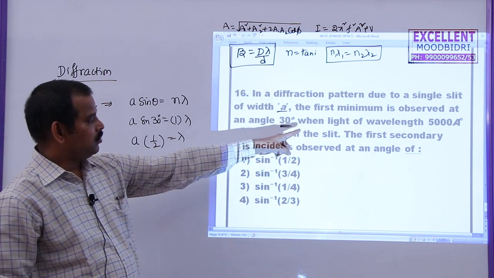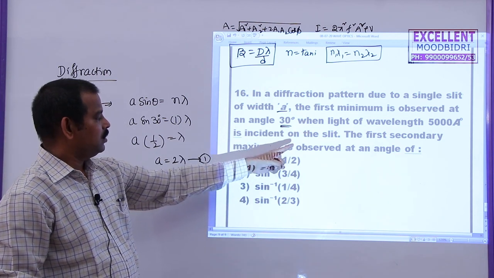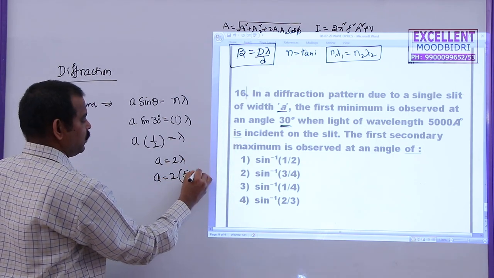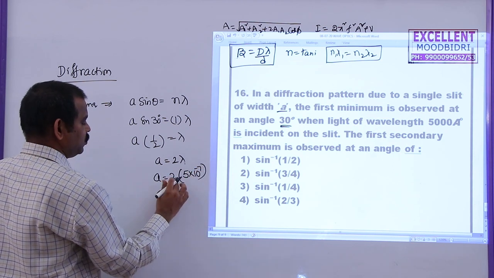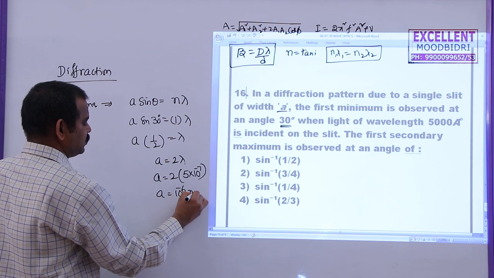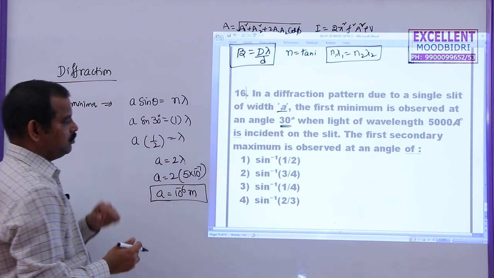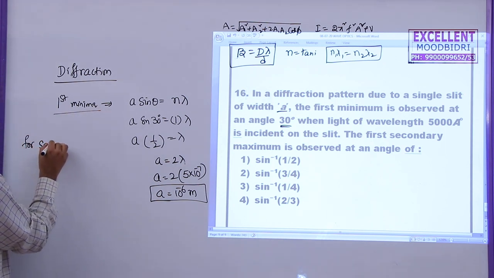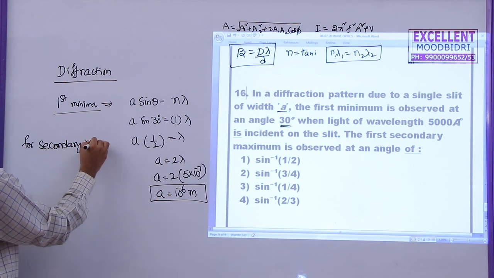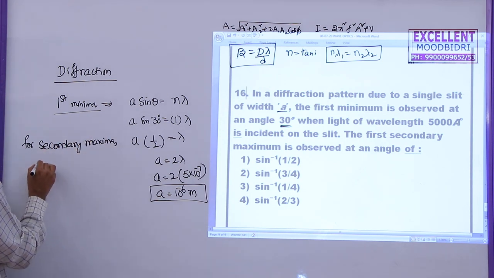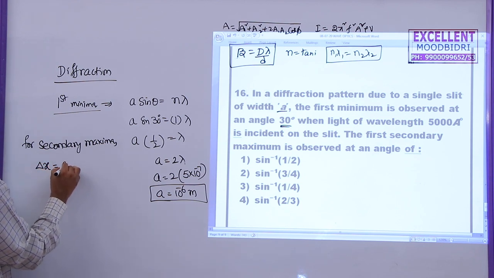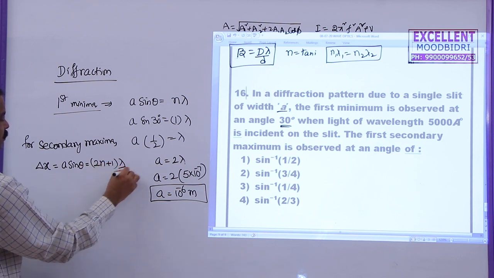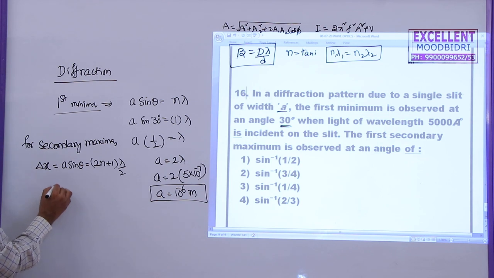Now when the wavelength of light is 5000 incident on the slit, here lambda is also given, so let me substitute A is equal to 2 into 5 into 10 power minus 7. So A is equal to 10 into 10 power minus 7, or 10 power minus 6 meters. So this is the width of the slit. The first secondary maximum. So this is for minima. For secondary maxima, we can write delta x, that is A sin theta is equal to 2n plus 1 into lambda by 2. We know A value 10 power minus 6.